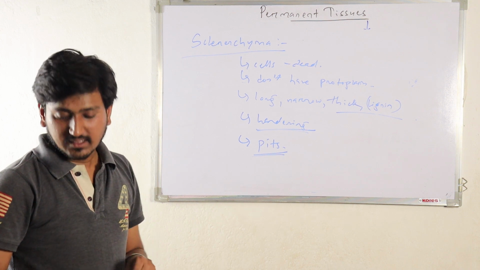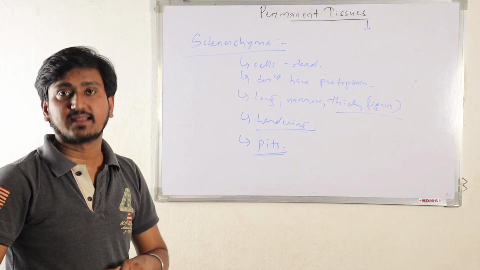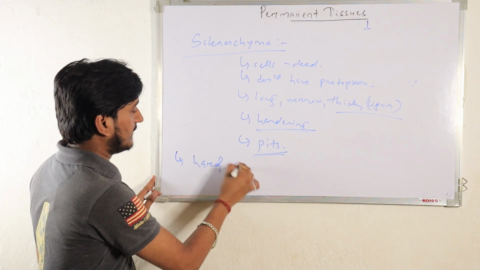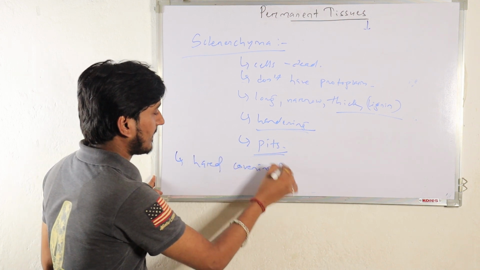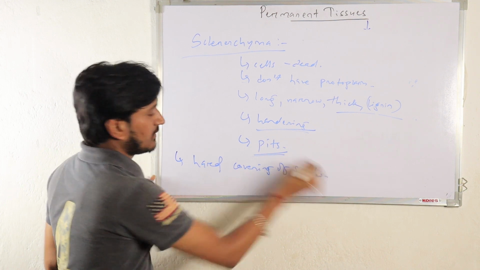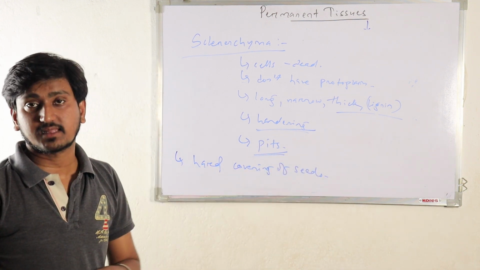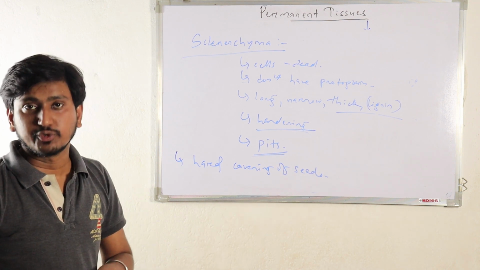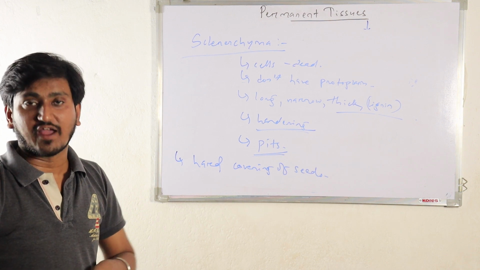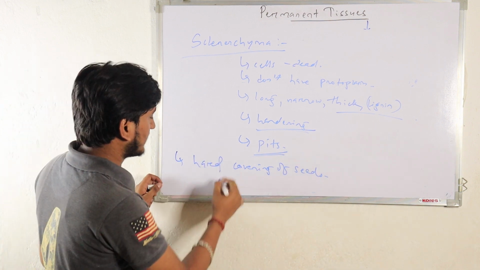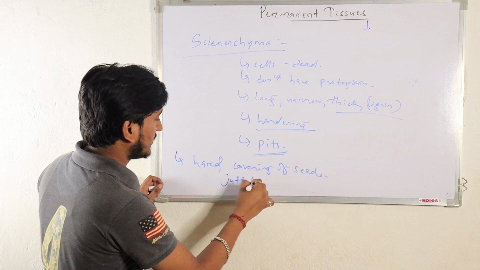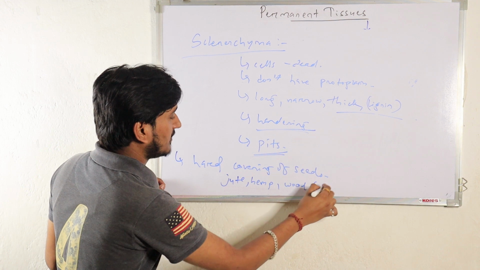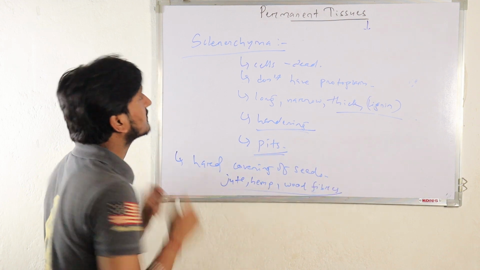Next, the location: the longest cells in the plants, like the hard coverings of the seeds. In the location part, we will write hard covering of the seeds. As I also said, the husk of the coconut is completely sclerenchyma. Then jute, hemp, and the wood fibers are all made up of sclerenchyma. All these are dead, and these are sclerenchyma.